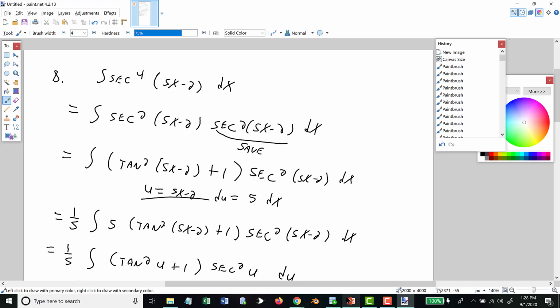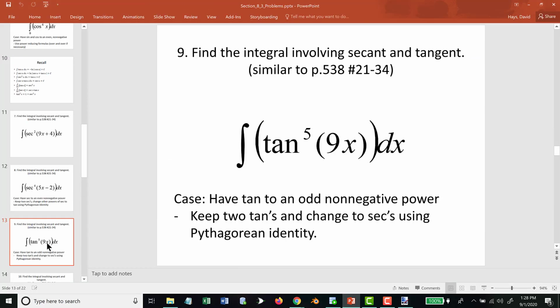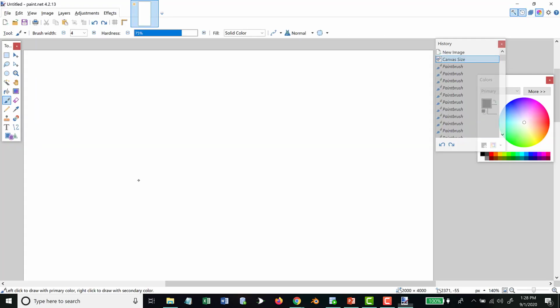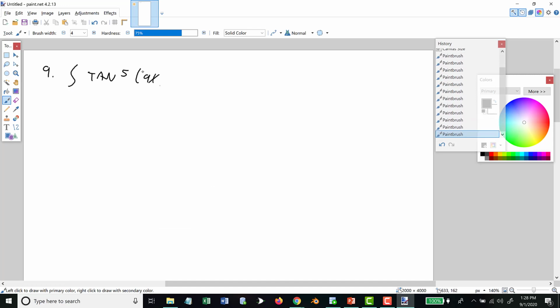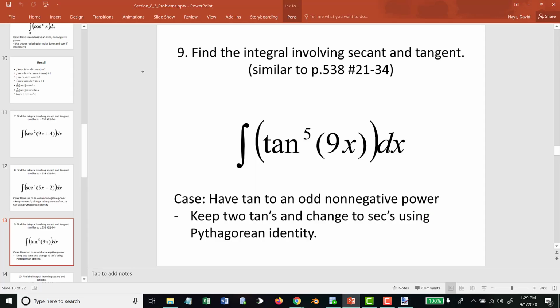Okay, number 9. Got the integral of tangent to the 5th, 9x dx. And the instructions say, this is where you have tangent to an odd, non-negative power. It says keep 2 tangents and change to secants using the Pythagorean identity. It should say, and change the rest of the tangents.